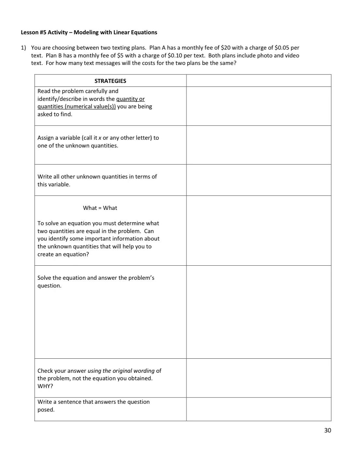Plan A has a monthly fee of $20 and a charge of 5 cents per text. Plan B has a monthly fee of $5 with a charge of 10 cents per text. Both plans include photo and video for text. For how many text messages will the cost for the two plans be the same?